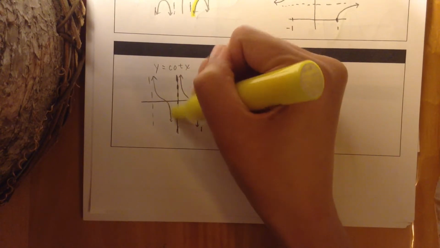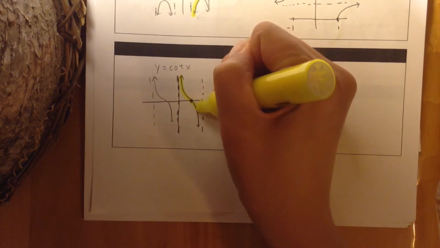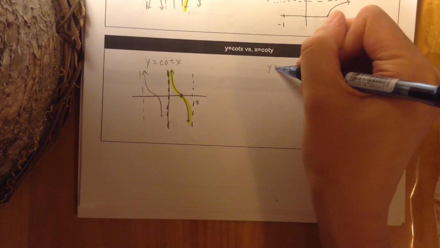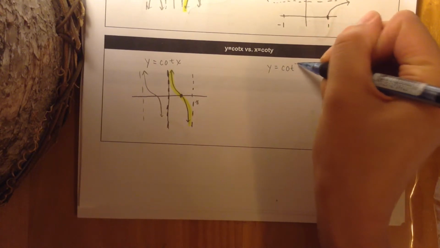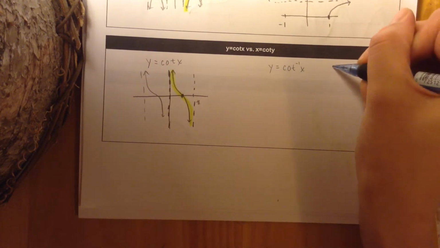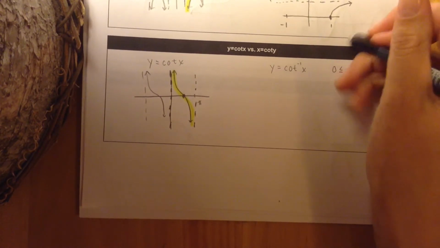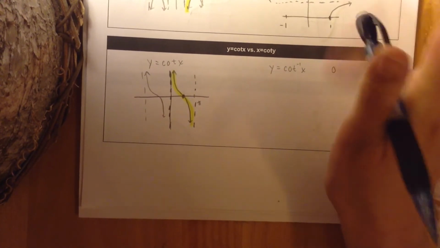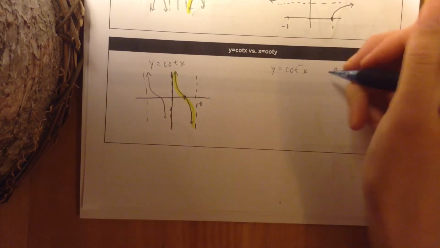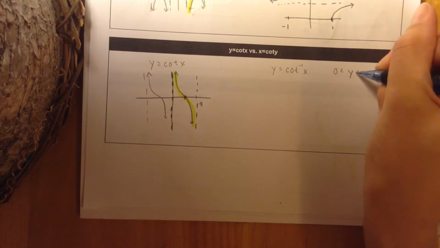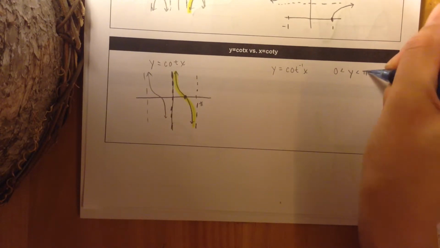Why would I split this if I don't have to? So from 0 to pi is how we'll define cotangent inverse. Not including the 0, because it's an asymptote, and not including the pi, also an asymptote.